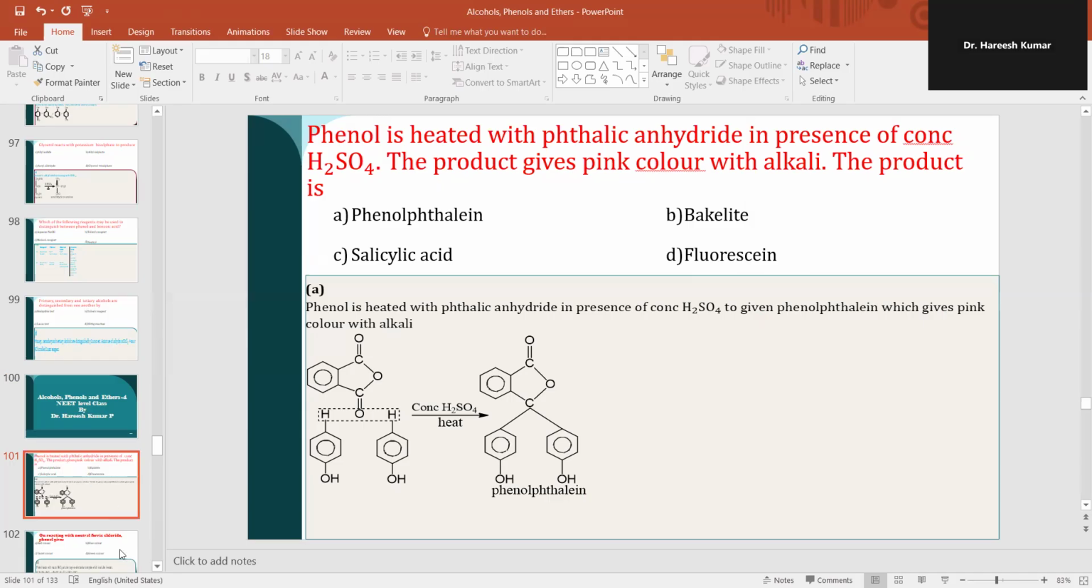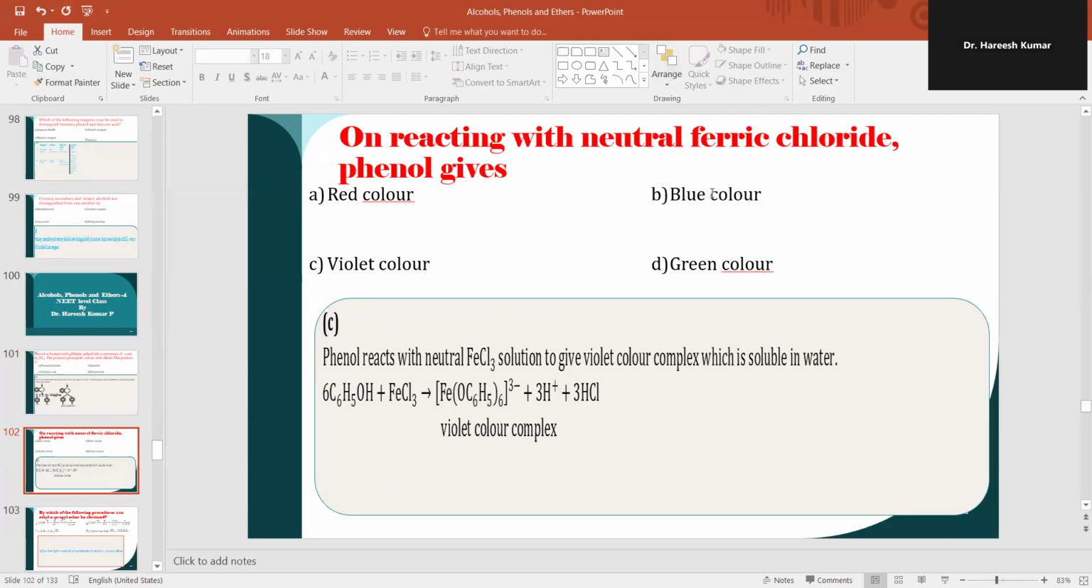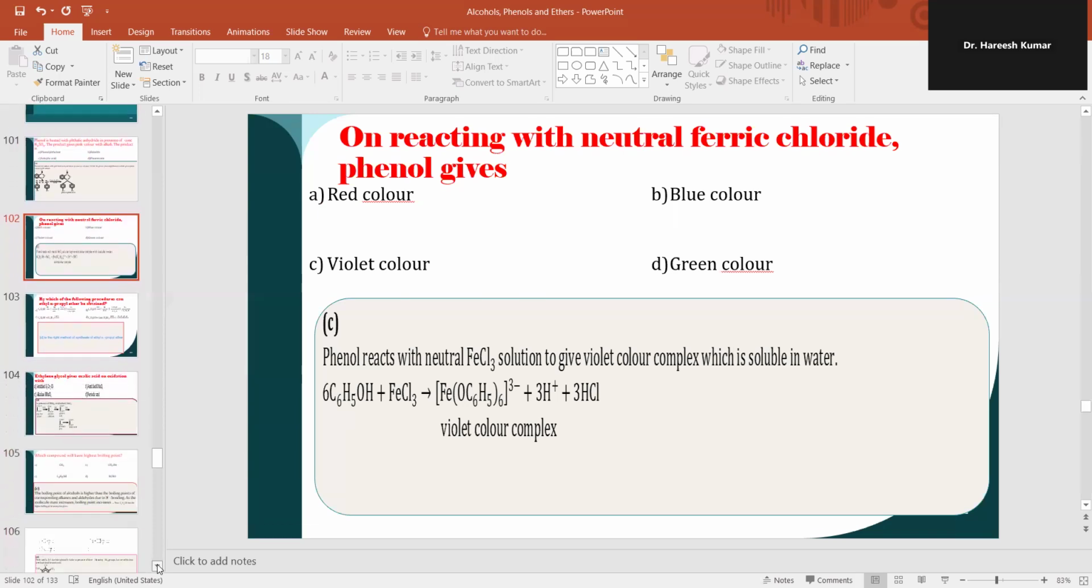Let's take another question. So on reacting with neutral ferric chloride, phenol gives violet color because of the formation of hexaphenoxyferrate(III) complex, and that is violet in color. Let's take another question.